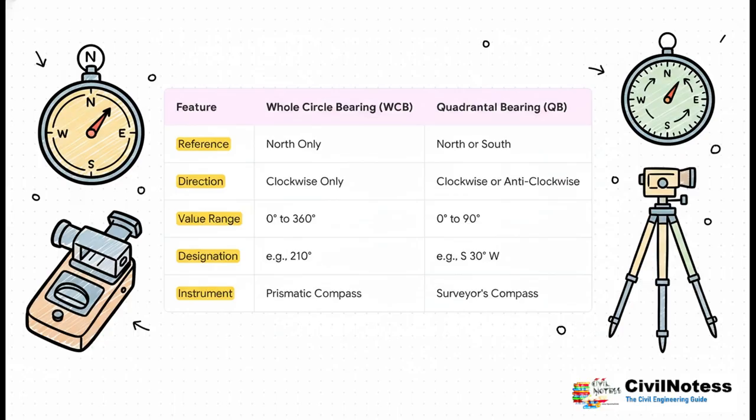Now, on the other side, you have the quadrantal bearing system, or QB. This one's a little different. Here, you start from either north or south. You pick whichever one is closer. Then you measure the angle towards the east or west. And because you're always starting from the closest pole, the angle itself will never be more than 90 degrees.